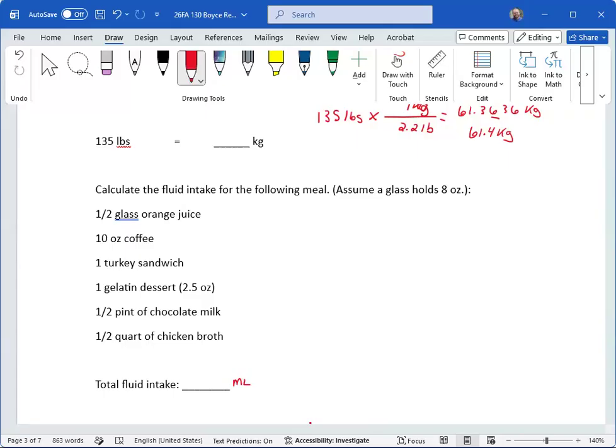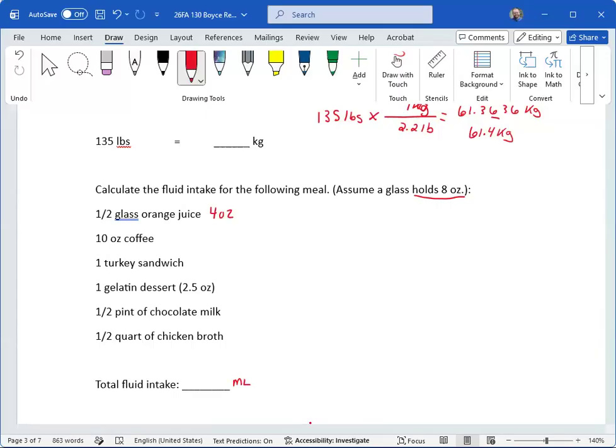Okay. So it's not going to tell you total fluid intake in milliliters. It's going to say total fluid intake, and you need to know that you're converting it to milliliters. So sometimes it'll tell you this little piece of information that you have a glass and that glass holds 8 ounces. Okay. So if it tells you it's a half glass of orange juice, then that would be 4 ounces. Then we have 10 ounces of coffee.